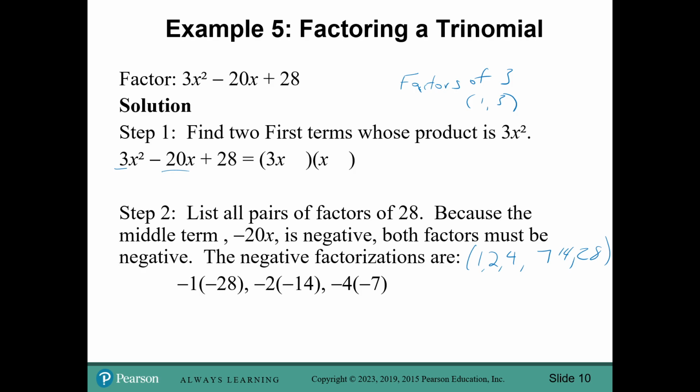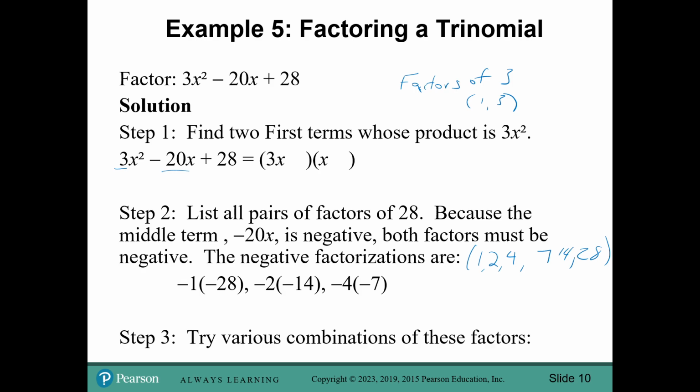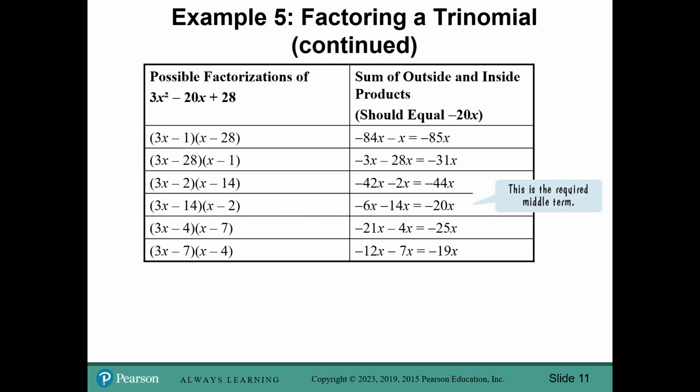So whatever we combine essentially has to wind up being negative. Now we need to try various combinations of these factors. Okay, so your possible factorizations are all of these ones that are listed. And this is where it gets a little intense.